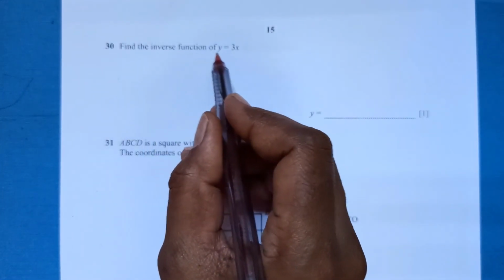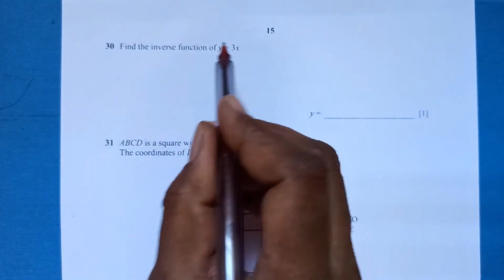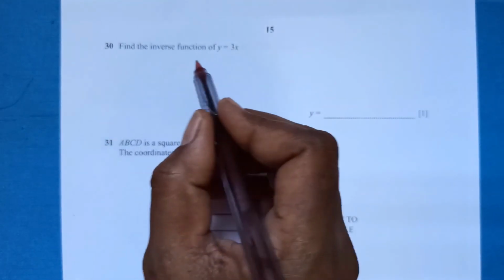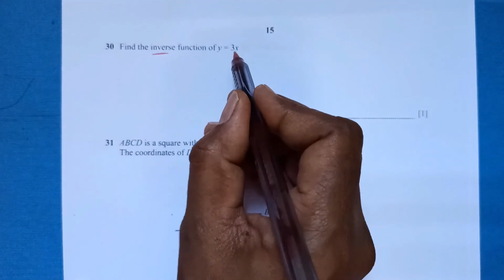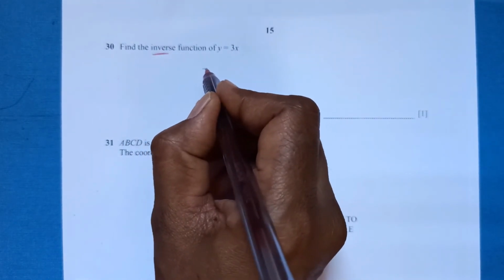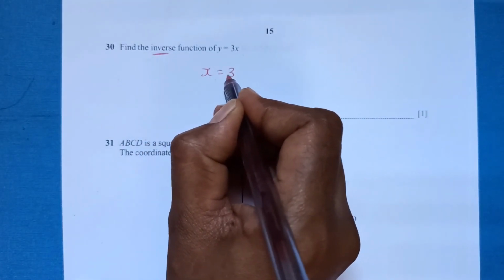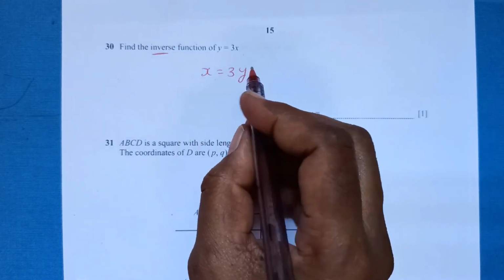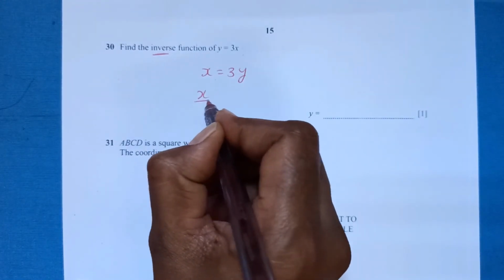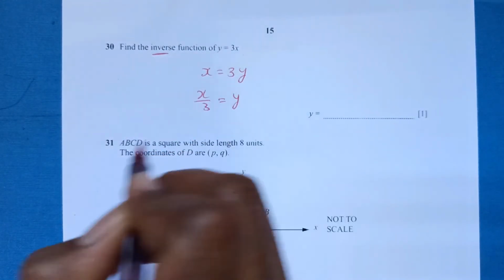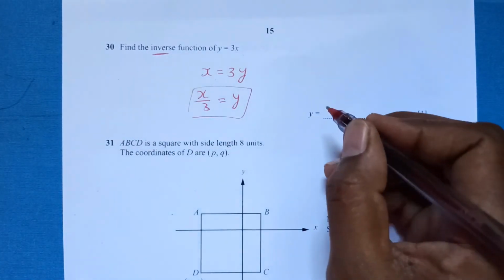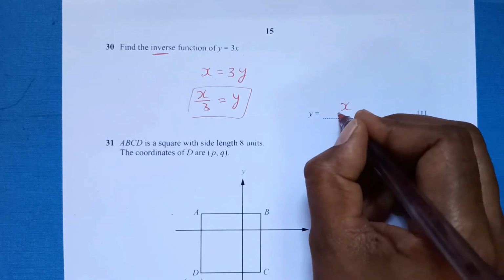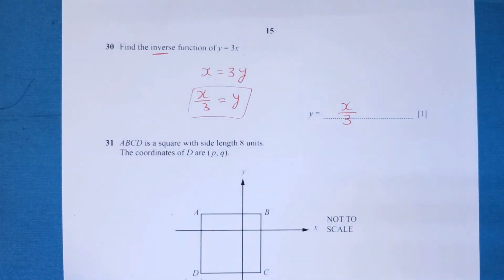Find the inverse function of y equals 3x. This is question 30. As you know, to find the inverse function, first you swap x and y. So x is equal to 3y. When you swap x and y, then find the value of y in terms of x, that is x over 3. So this is the inverse function. This was a very simple question, x over 3.